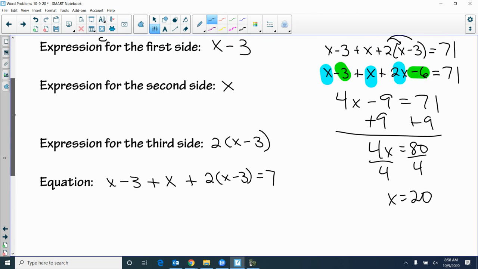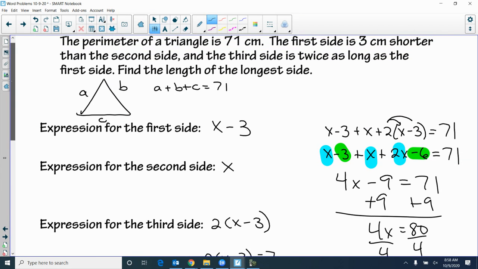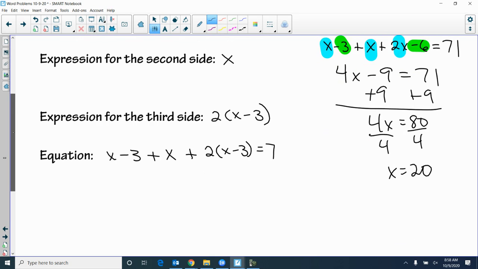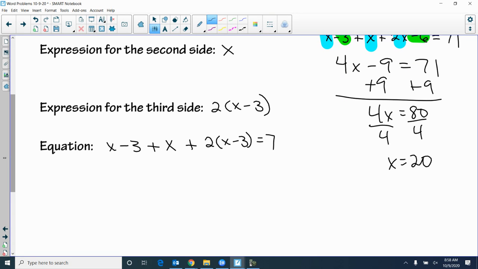All right, now we've done everything that it's asked us to do, but what did the actual question ask? What's your last little line say? Find the what? Length of the longest side. All right, I want everybody to take a second so you can figure out what that is. If you know what it is, just write it down. But find the length of the longest side. And 20 is not the length of the longest side.